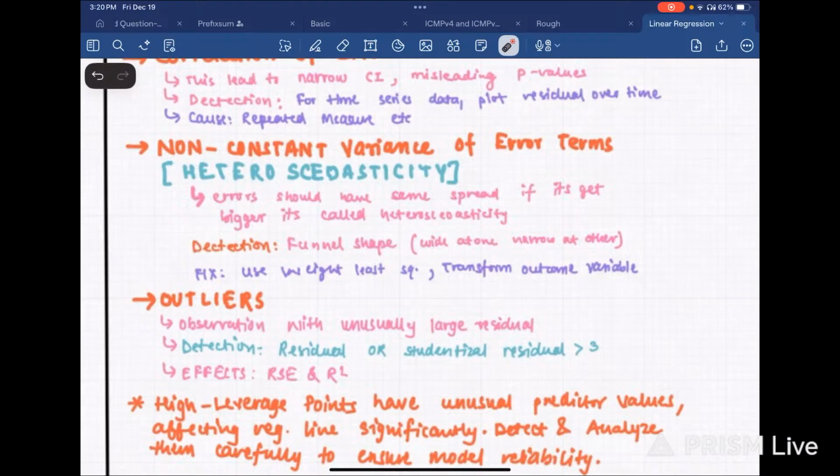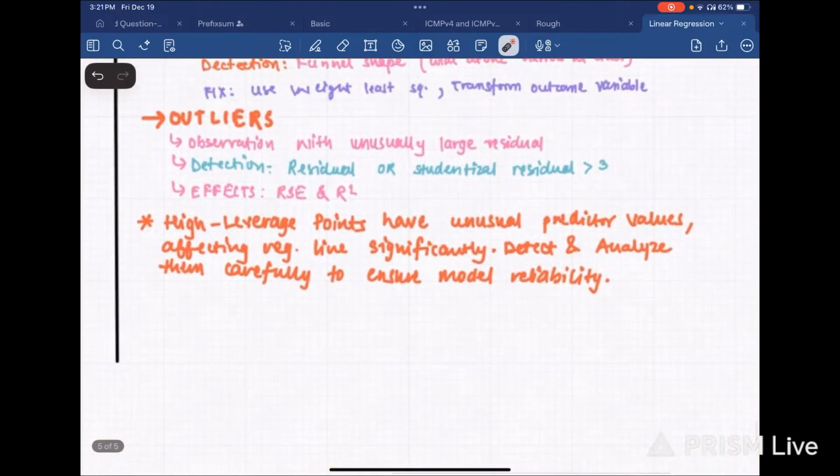Outliers are observations with unusually large residuals. There are many large residuals that we get from observations, and they are known as outliers. We can also use box plots to detect them. Studentized residuals greater than three indicate outliers, and we can use standardized residuals to detect these too. They affect RSE and R square.